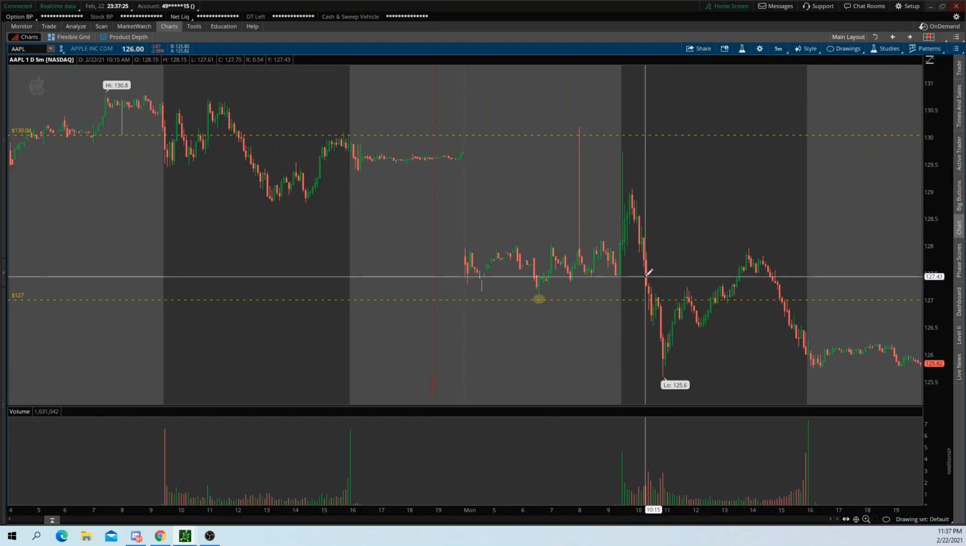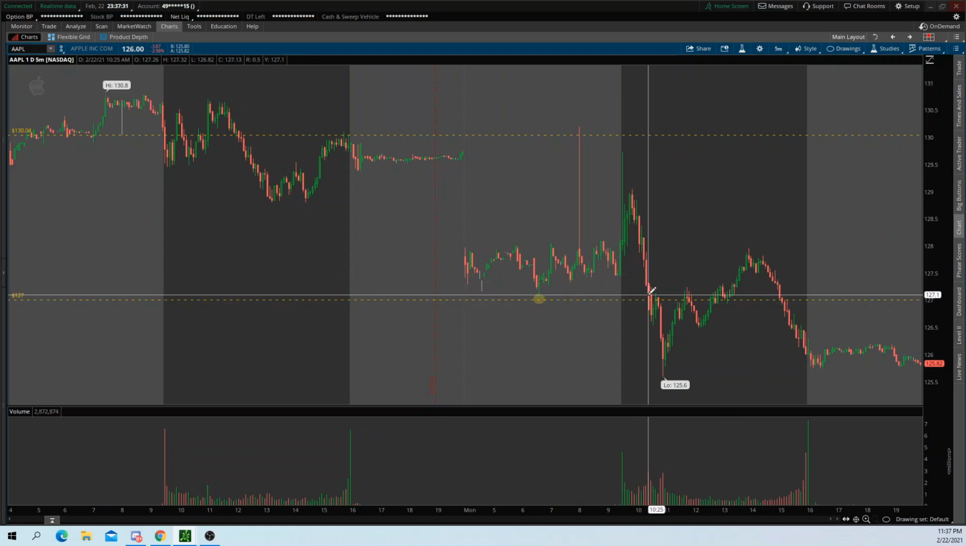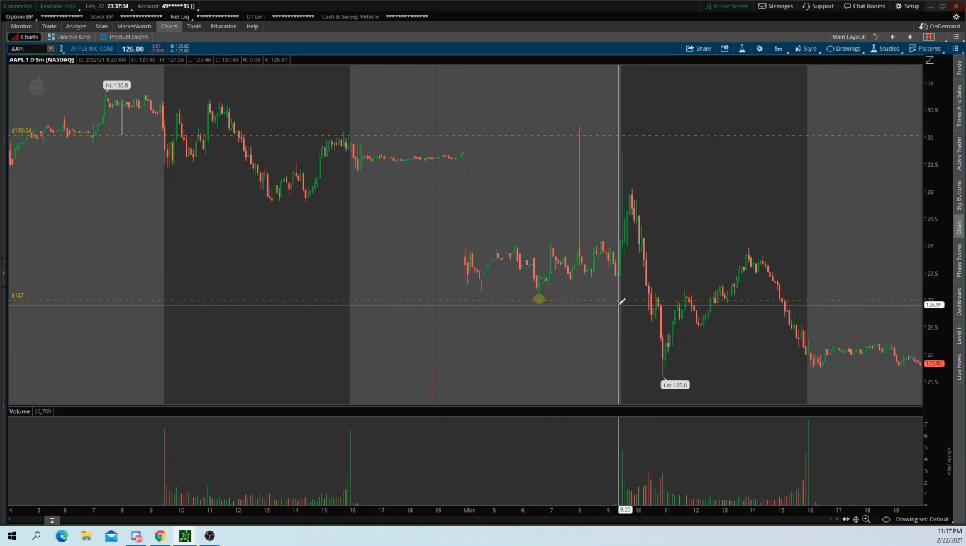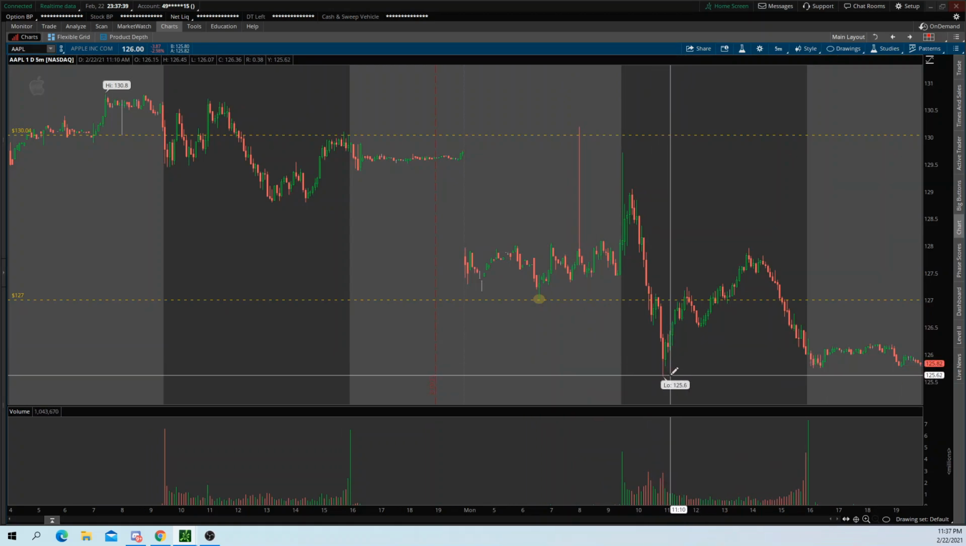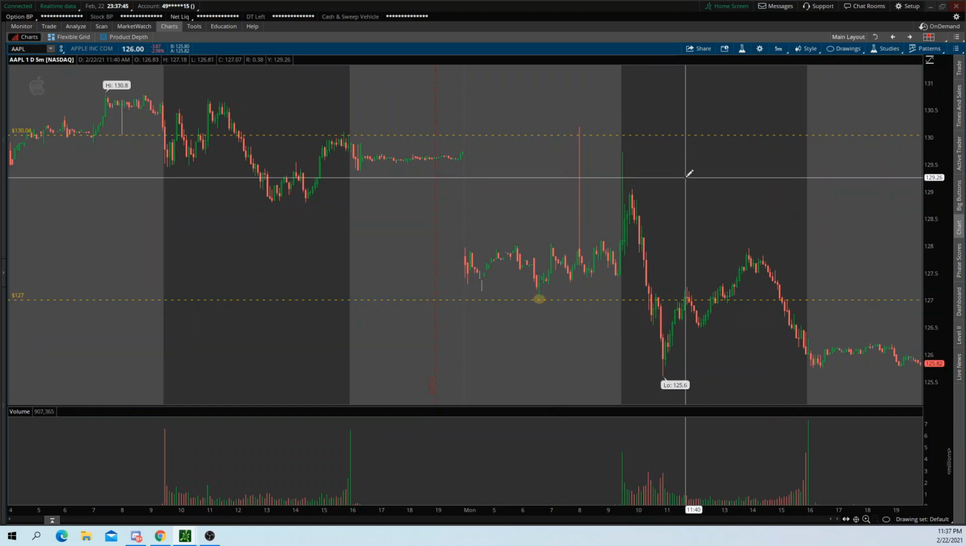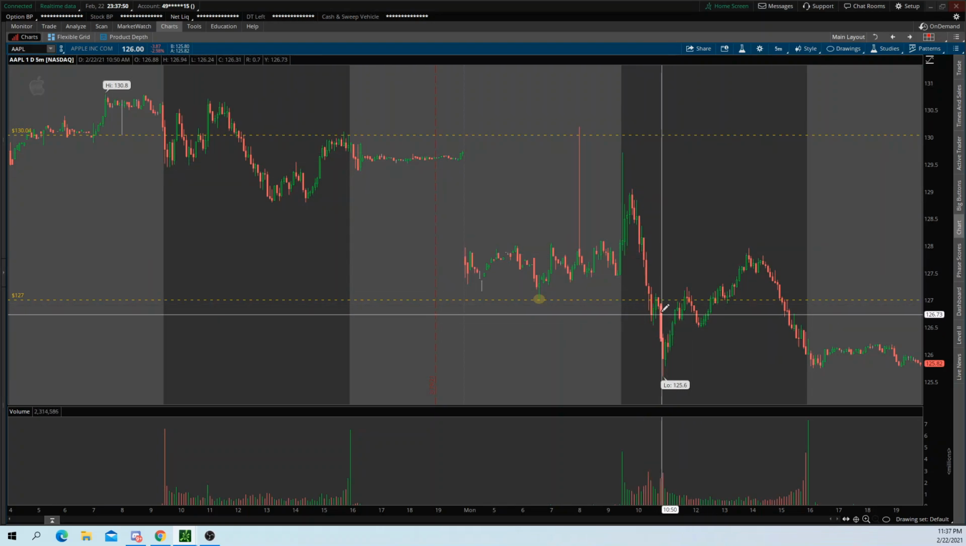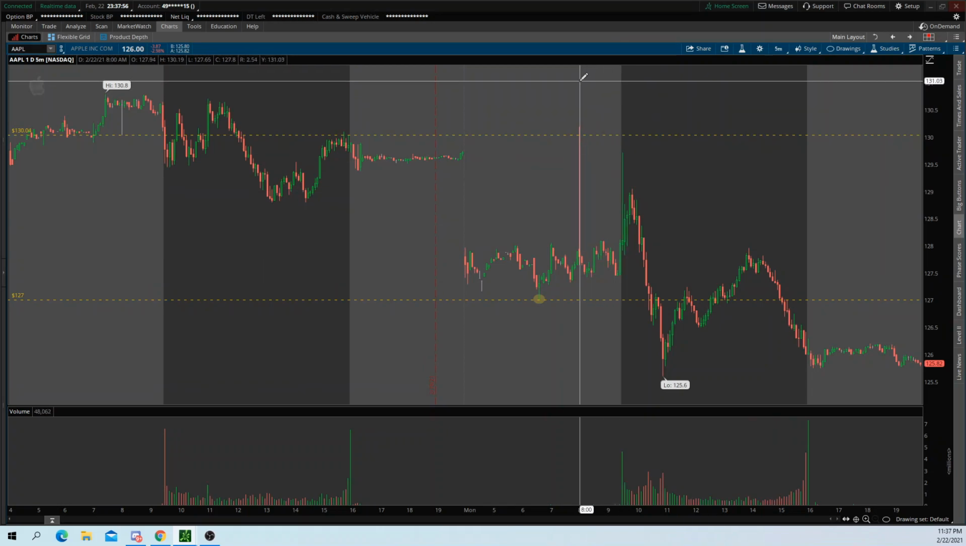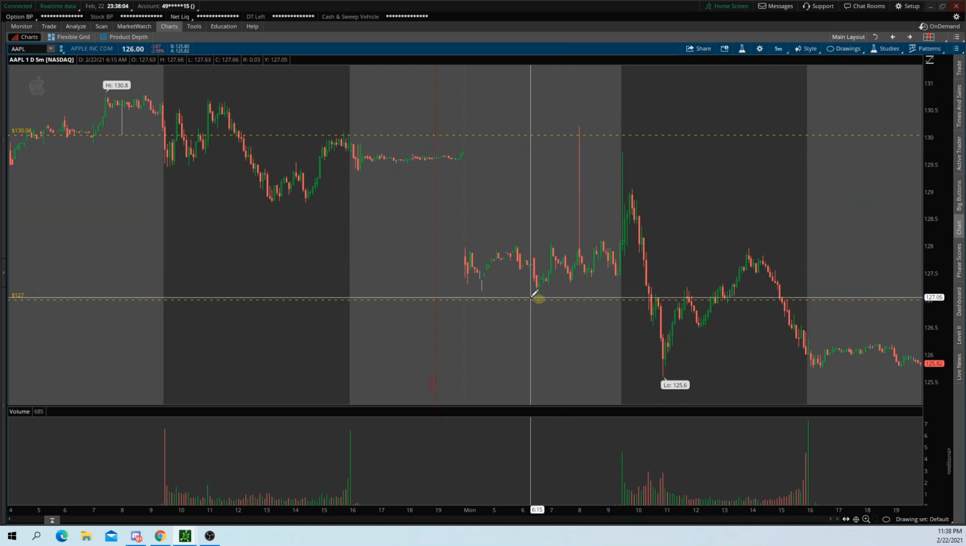And I told my members in the group chat that I help moderate that a breach under 127 should trigger a move down to 125. Like I said, we did not get down to 125, but this was still a profitable trade. At one point, I believe it was up around 40 or 50%. This one ended up netting me about low 20%. So, like I said, it was still a very good trade, and I stuck to the plan, scaled out as I said before, and the trade worked out well.